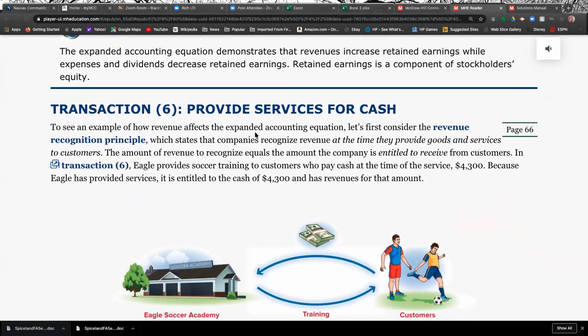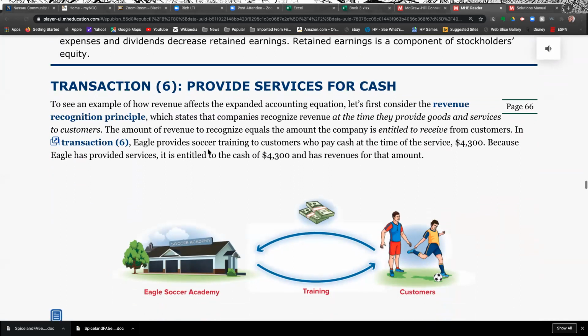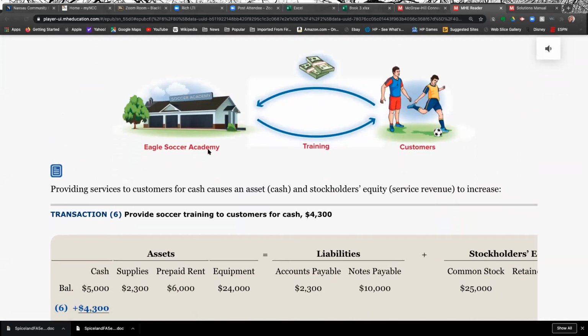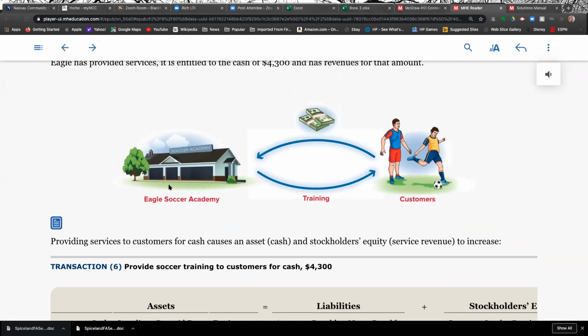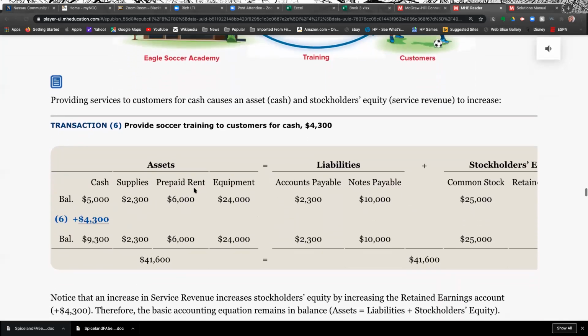Now, we know cash is an asset. And what does that really mean in plain English? Provide services for cash. You did something for your customer and they paid you at that time. That's what provide services means. The customer paid you on the spot, as opposed to paying you later. And remember, this is a soccer school. They train customers. They teach them how to play soccer.